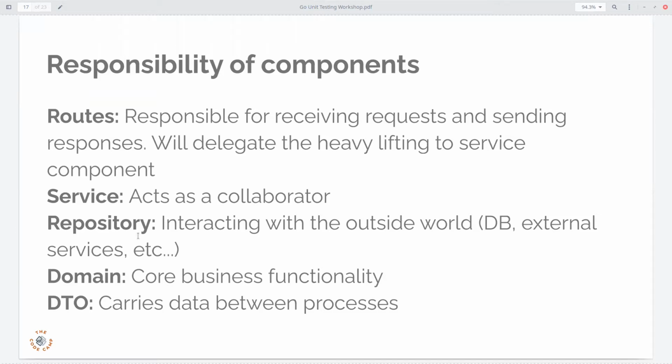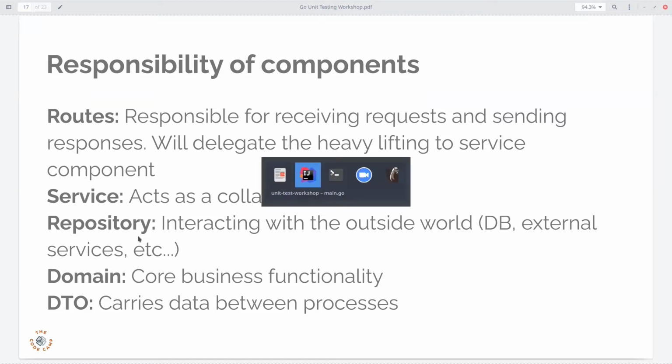The domain component will contain the core business functionality. And DTO is the one which carries the data between the processes. So all the data which is coming from the caller to the route will be received in a DTO. Same from the route to the service, the data will be transferred in the DTO. And then your service is now aware of the domain. When you are talking to your domain side, you need to convert these DTOs to the domain objects. So all that transformation is again done inside the service layer.